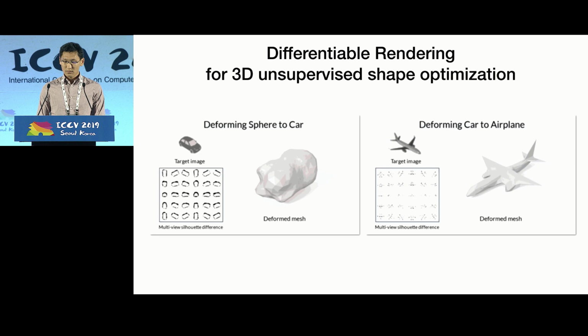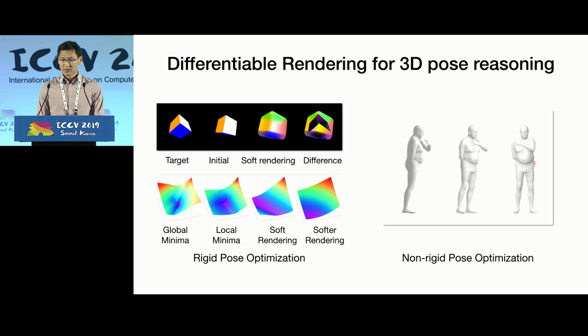Lastly, we show the application of reasoning 3D poses of both rigid and non-rigid objects. As seen on the left side, since we can achieve rendering with various blurriness, we can smooth the energy landscape to escape from local minima. In addition, since SoftRas can propagate gradients to occluded vertices, we can handle challenging pose estimation for non-rigid objects, as shown on the right side, where the right hand of the subject is completely occluded.